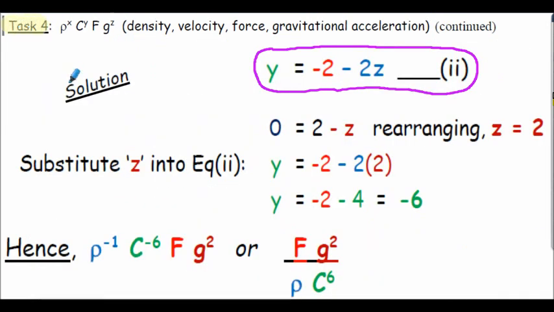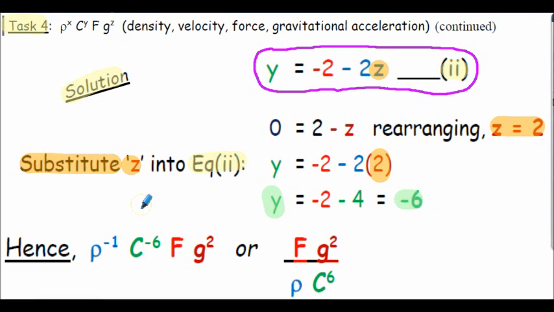Task 4, solution continued. Just repeated equation 2 for reference from the previous slide, and this line here showing that z is equal to 2. We're now going to substitute the value of z into equation 2 shown above, replacing the z with 2. And when evaluating, we find that the exponent y is equal to negative 6.